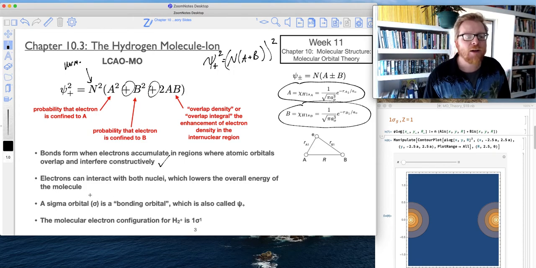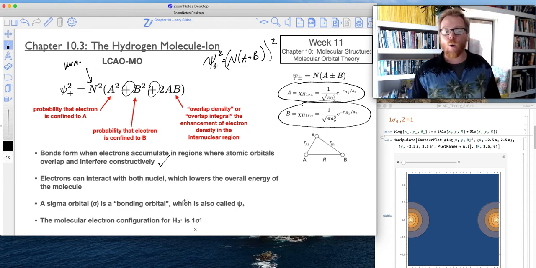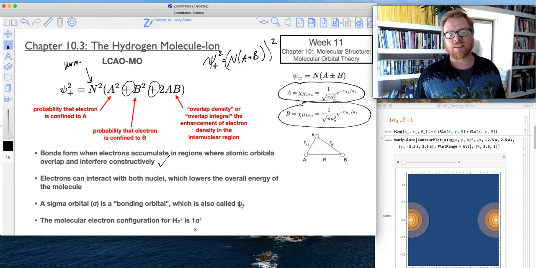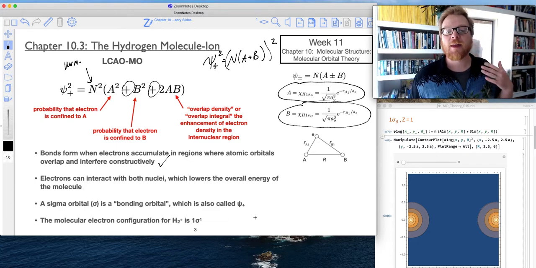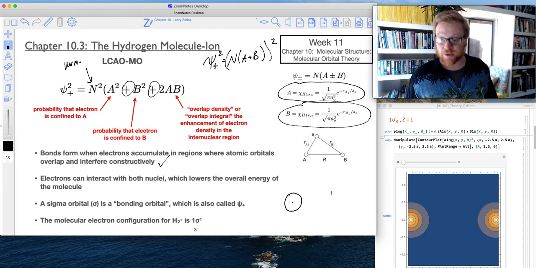A sigma orbital is a bonding orbital, which is also called psi plus in this simple example right here. And similarly, our sigma orbital, just like in valence bond theory, is cylindrically symmetrical about the internuclear axis, right?